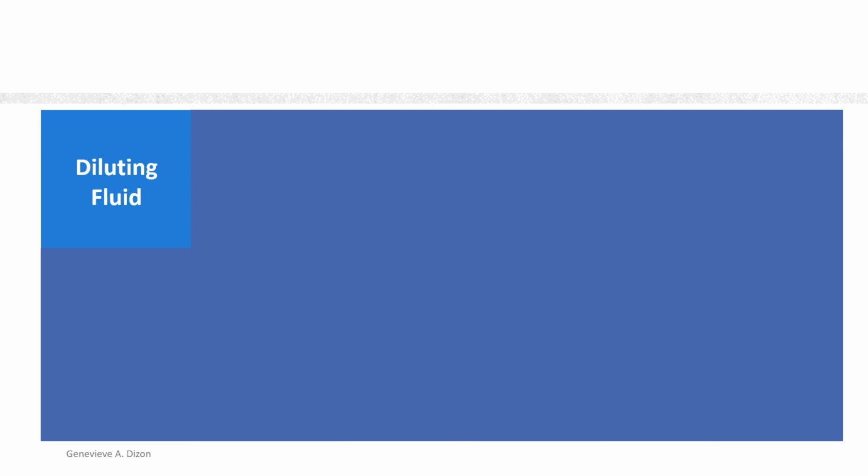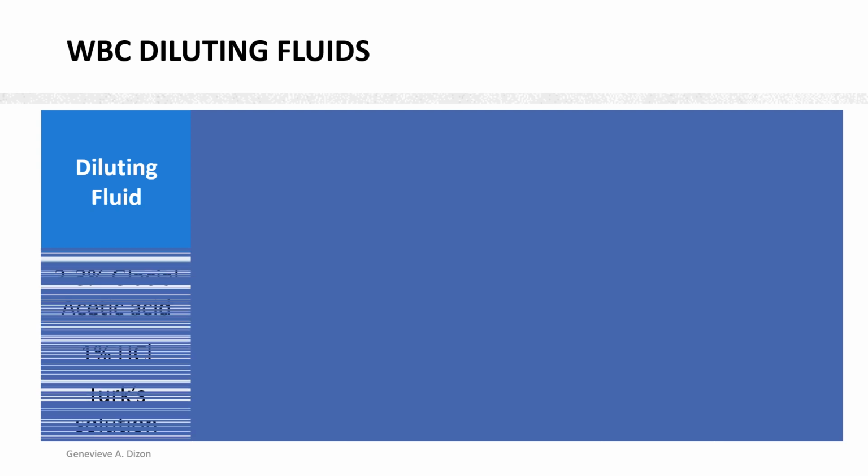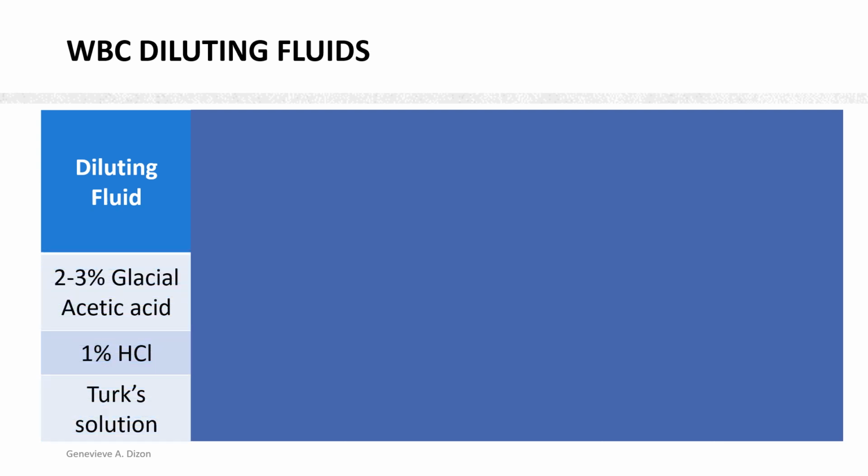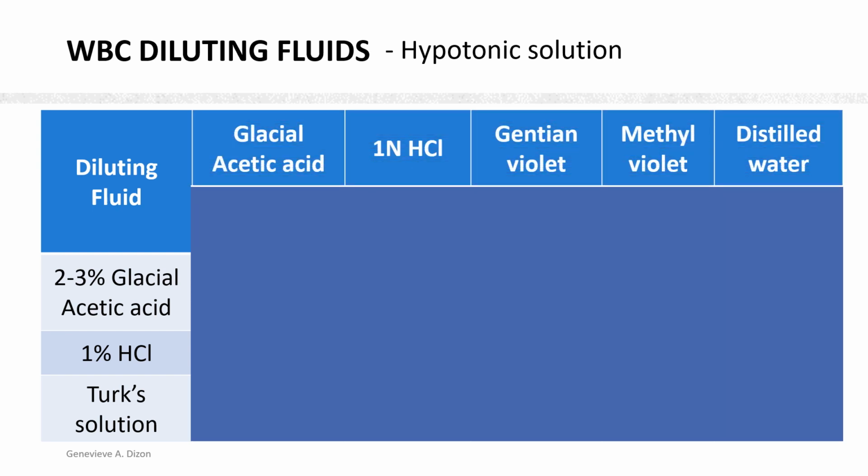The first diluting fluids to be talked about are the WBC diluting fluids, and there are three types: 2 to 3% glacial acetic acid, 1% hydrochloric acid, and Turk's solution. One thing that all of these diluting fluids have in common is that all of them are hypotonic solutions made of weak acid. The contents of diluting fluids may be any of the following: glacial acetic acid, 1 normal hydrochloric acid, gentian violet, methyl violet, and distilled water.